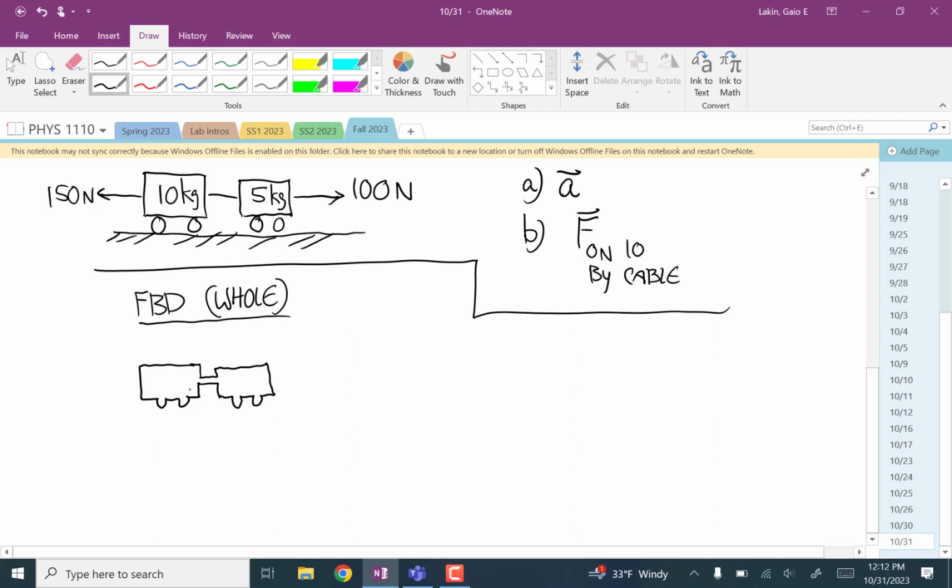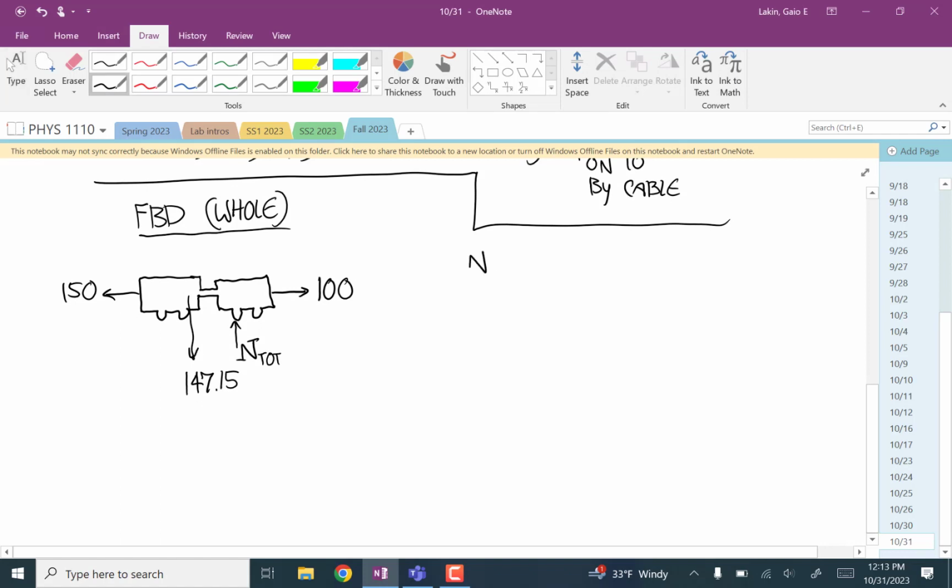Okay, so there's a weight force down. The total mass is 15 kilograms, so this is a weight of 147.15. There's a pushing force up, I'll call that N total. There's a 100 to the right and a 150 to the left. And that's everything, because if you continue around the boundary of this outline, there aren't any other places the surroundings make contact. So now I'll go to Newton's second law.